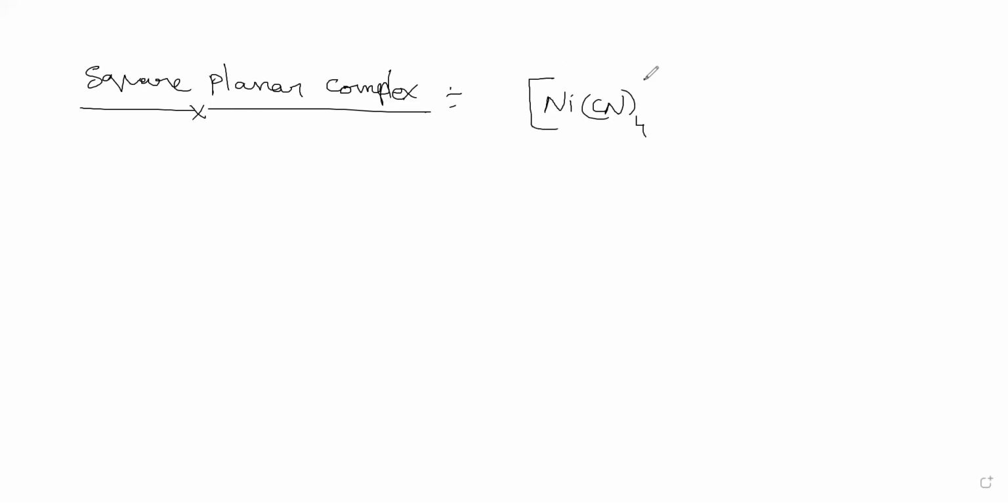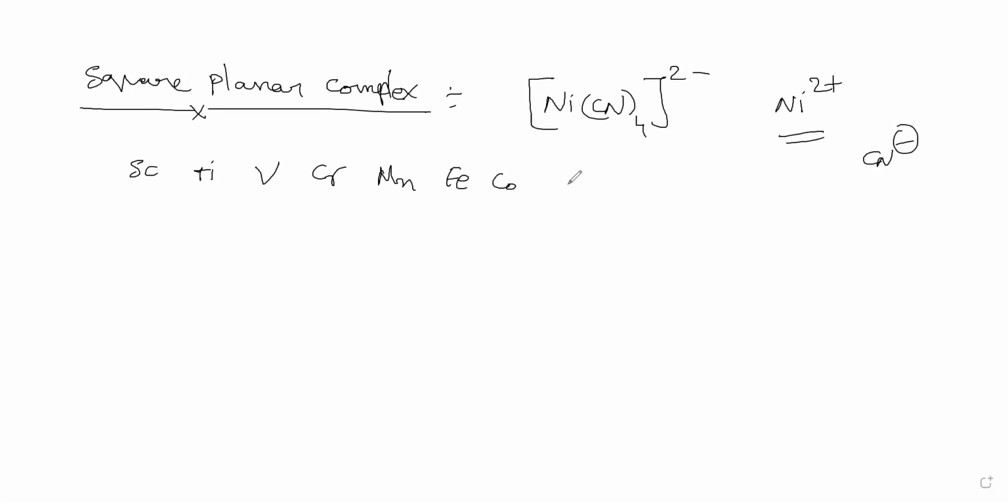[Ni(CN)4]2-. So here the nickel is having an oxidation state of 2+ and cyanide, you know, it's CN- ion. So the nickel, I will write once again: scandium, titanium, vanadium, chromium, manganese, iron, cobalt, nickel, copper, zinc. So these are called the first transition series, the 3d series you have to remember.